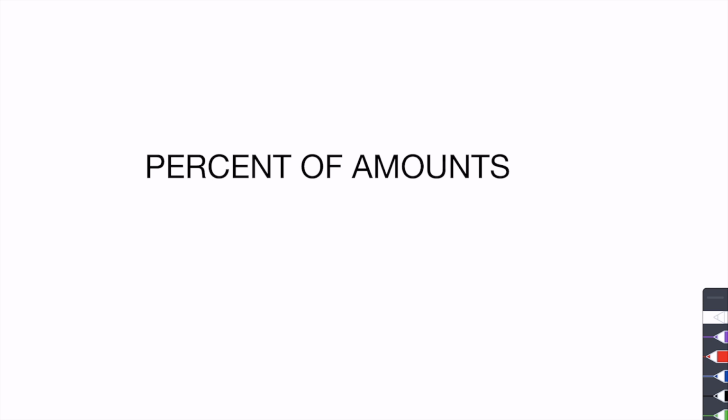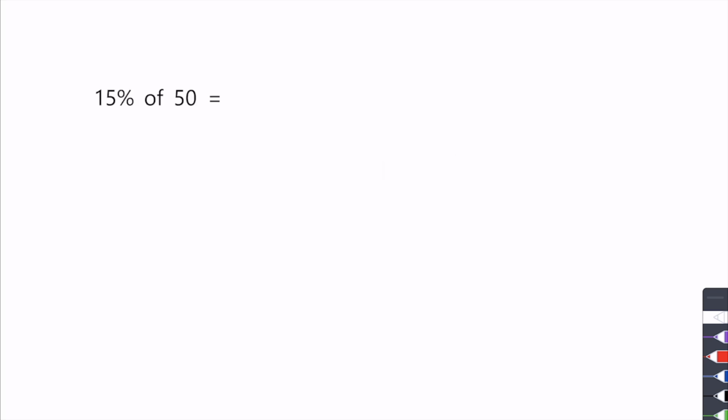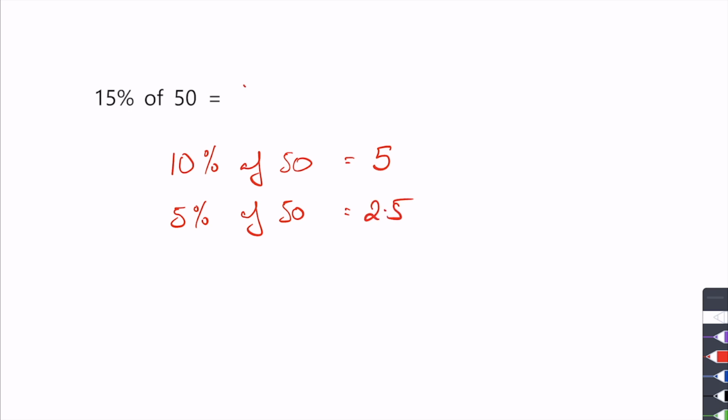In this video, we're going to be looking at percent of amounts. So if we look at 15% of 50, one of the easiest ways to do this is to work out 10% of 50 first. And 10% of 50, you just divide 50 by 10, which gives you 5. And then you can work out 5% of 50, which will be half the amount of 10% of 50, which was 5, so we're going to have 2.5. You add the two together and we get 7.5.